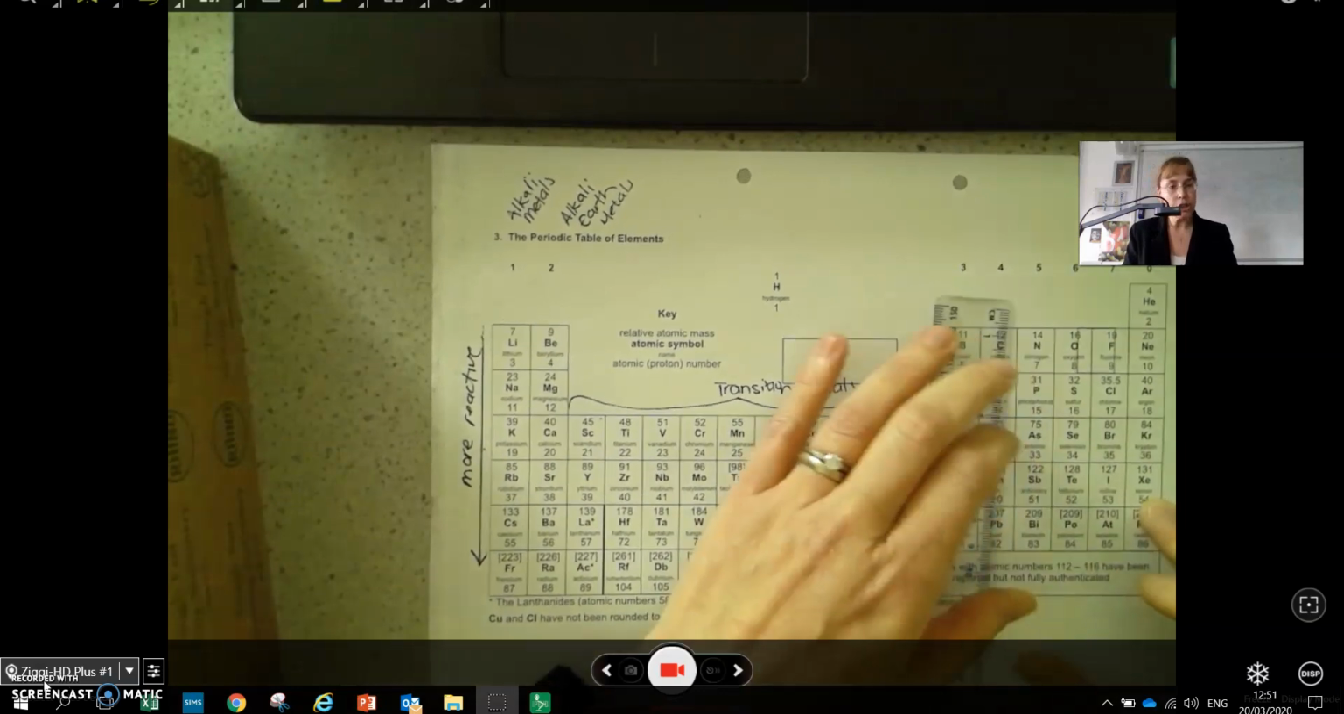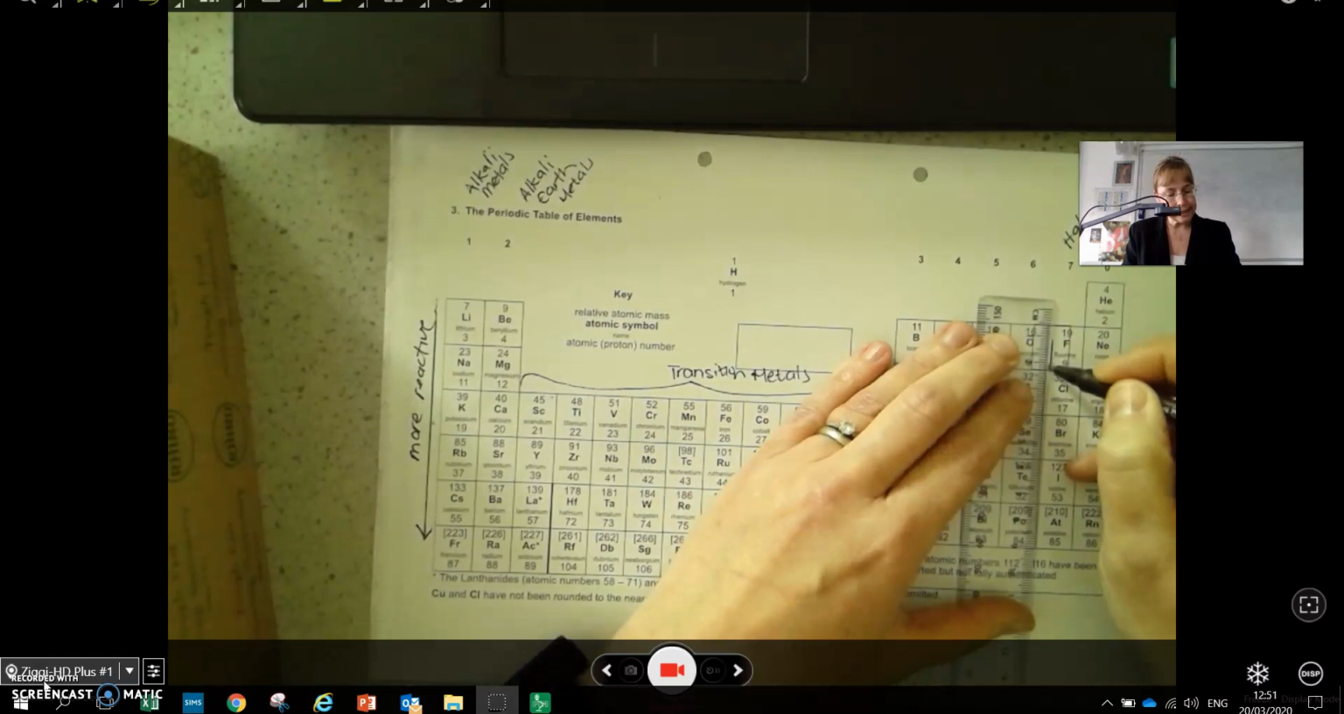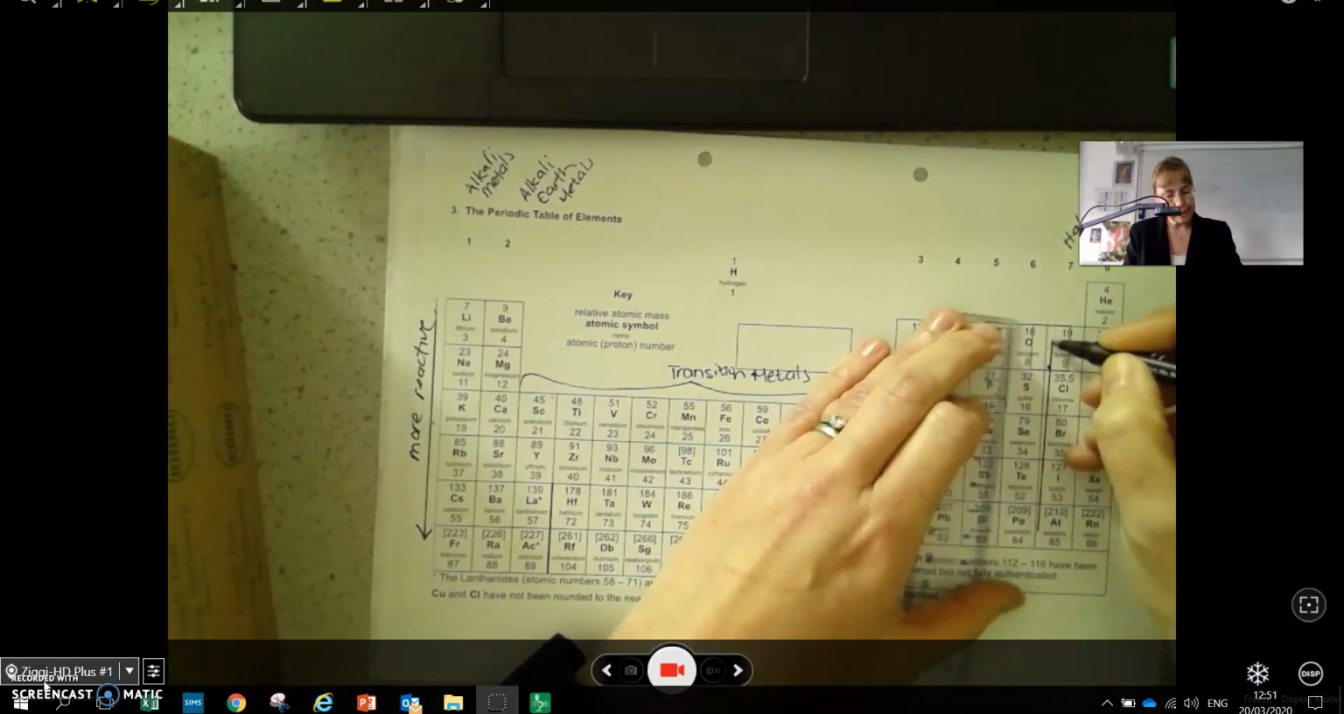And then if I go to group 7 of the periodic table, it's exactly the opposite. As I go up the group, it gets more reactive. So those two arrows, always remember they're opposites. As I go down this side, up that side, it gets more reactive.